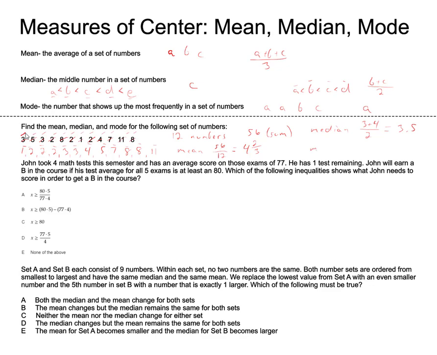Last we have the mode. And the mode is going to be 2, because 2 appears 3 times in the number set, and no other number appears more than 2 times. So the mode is 2.